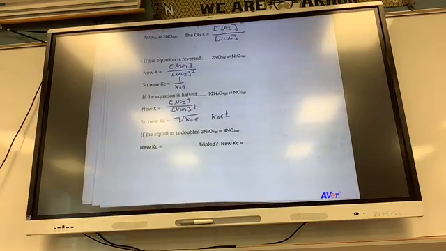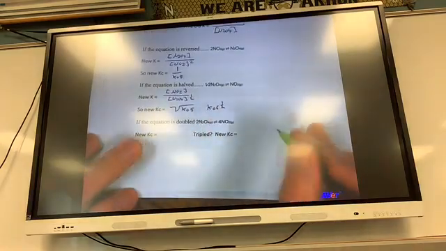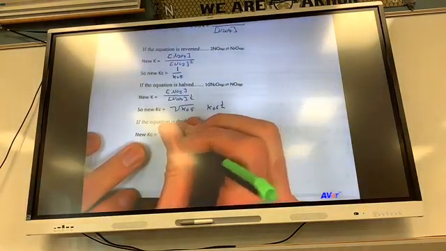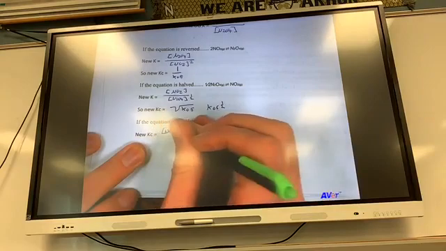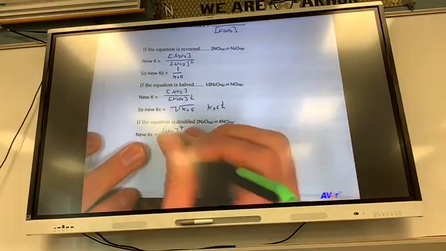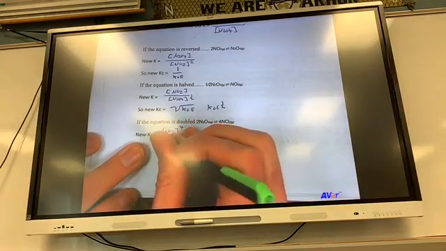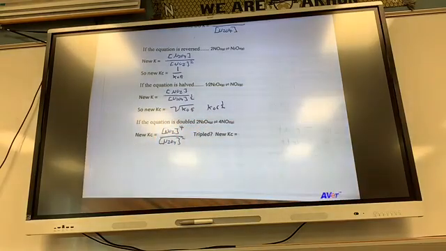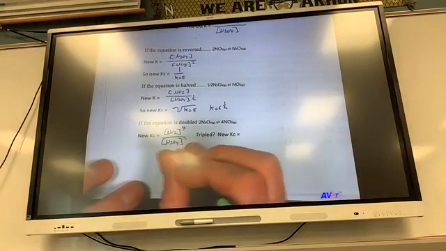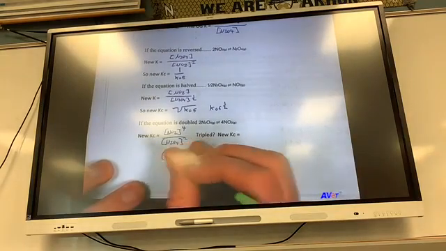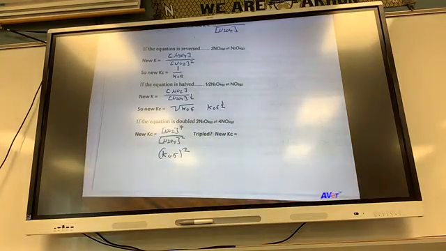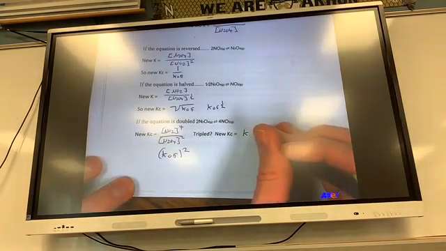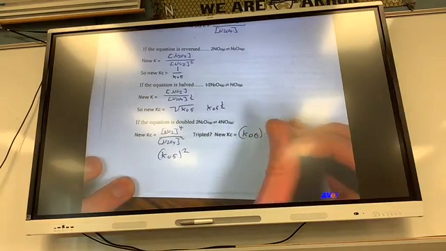And then lastly, if I double the equation, my new KC is going to be NO2 to the 4th over N2O4 to the 2nd, which is, what did I do to it, Tyler? Squared. It's squared. So my K original is squared. If it's tripled, my K original is going to be what? To the 3rd. K original to the 3rd.